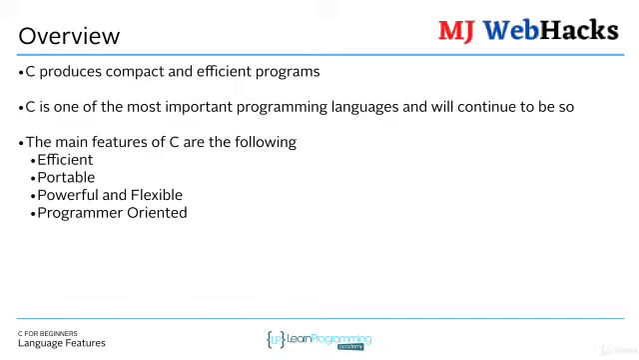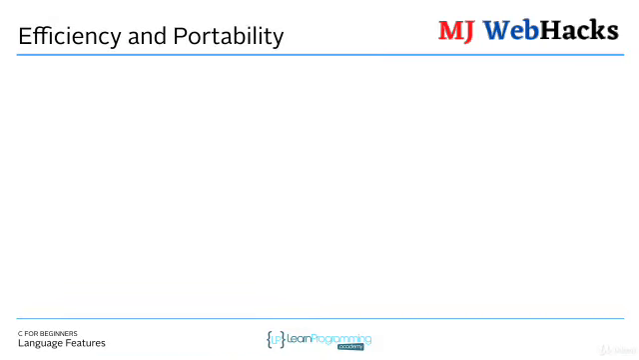But the main features of the C language are that they're efficient, portable, powerful and flexible, and programmer-oriented. And we're going to cover these in more detail, what this means. But these are important characteristics of C. We need to understand them, again, in order to understand how to write the code in this language. So what does efficiency and portability mean?